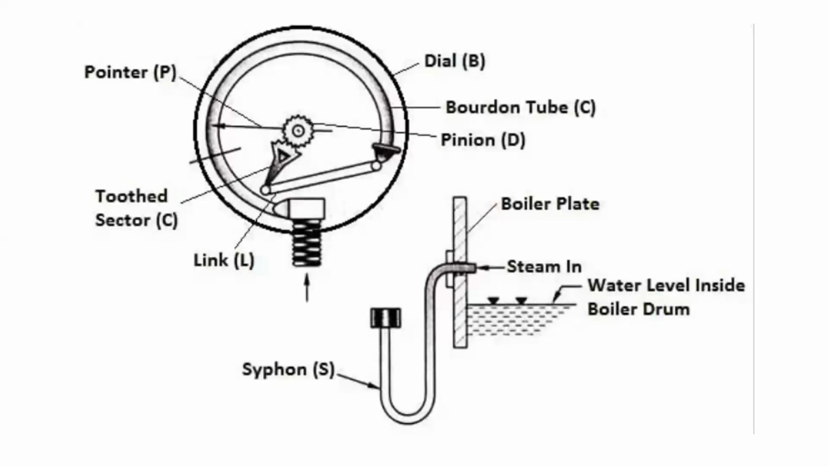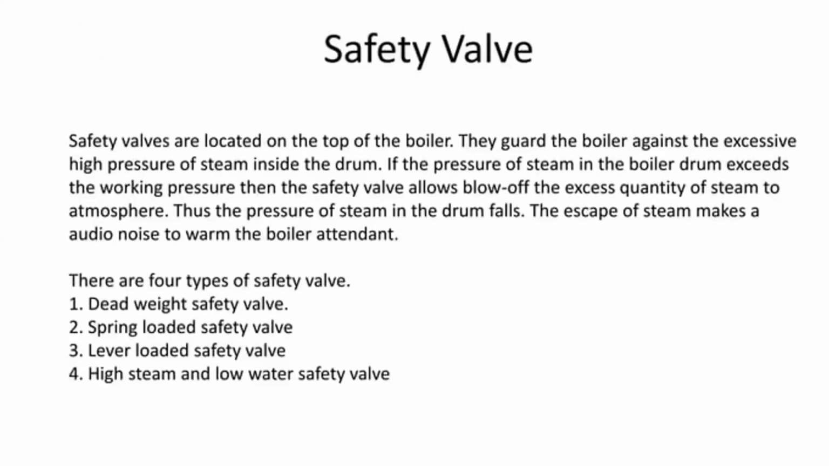This is some detailed diagram of the safety valve. Here we have some different varieties of safety valve. It depends on your requirement, and these are located on the top of the boiler. They guard the boiler against excessively high pressure of the steam inside the drum. If the pressure of the steam in the boiler exceeds the working pressure, the safety valve allows the blow off of the excess quantity of steam to the atmosphere. So the pressure of the steam in the drum falls, and you maintain the required pressure inside the boiler.